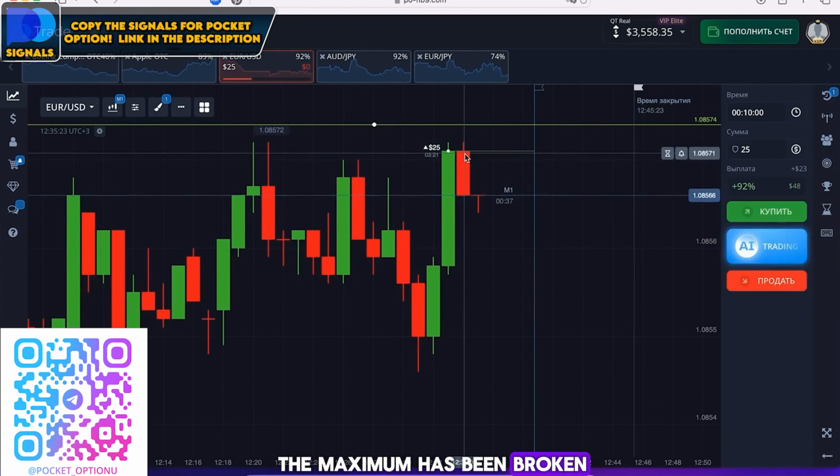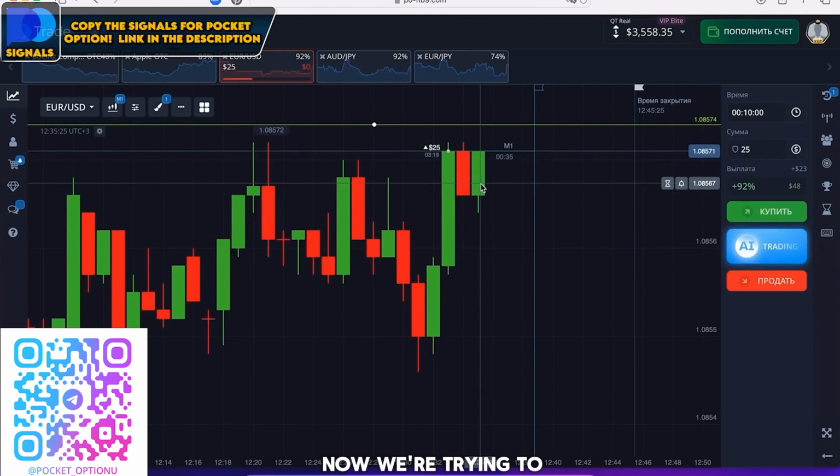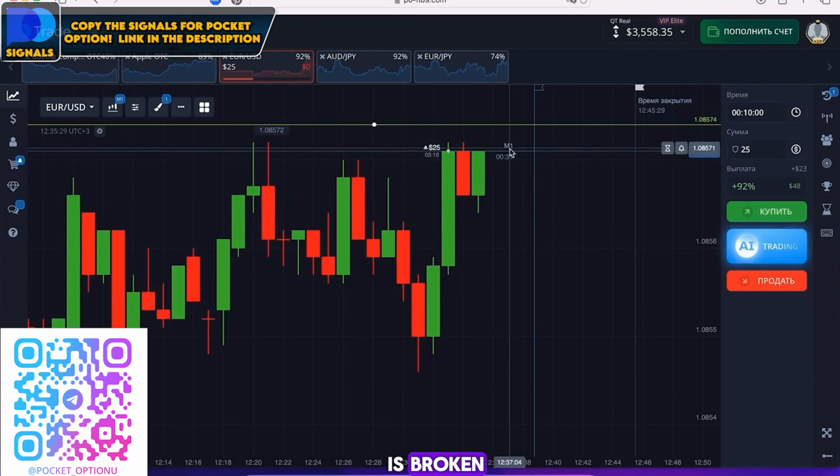The maximum has been broken, we got a profitable trade, so now we're trying to open trades for shorter durations, like 2 to 3 minutes. Because the previous maximum is broken, the price is coming out of the correction, which gives us a much better chance of getting a profitable trade this way.